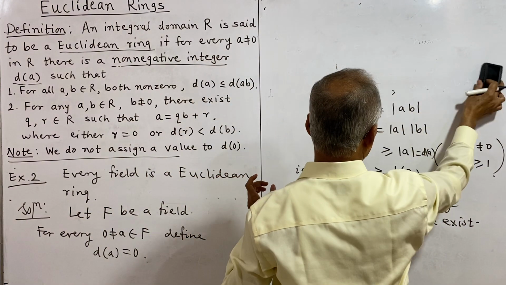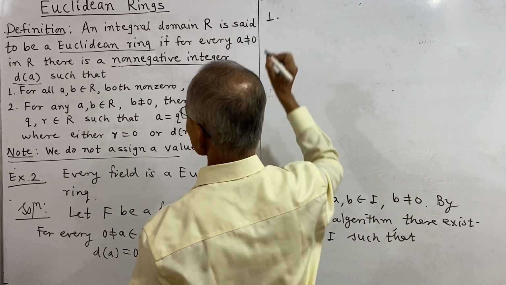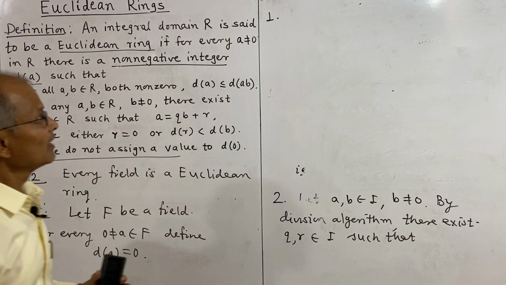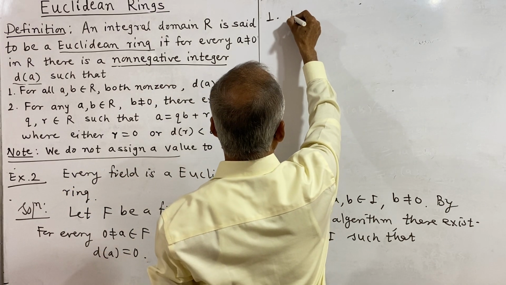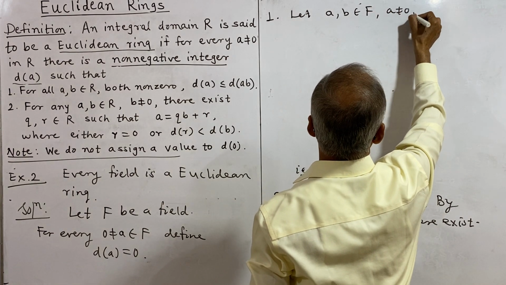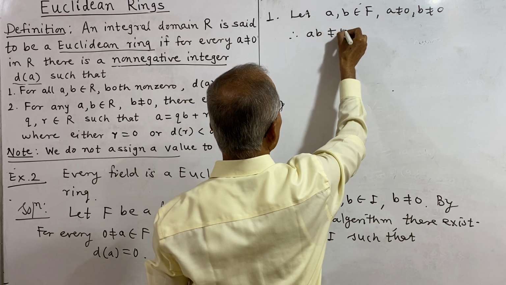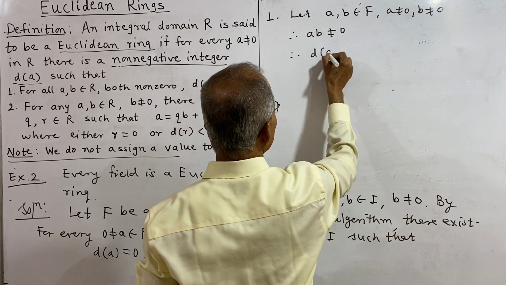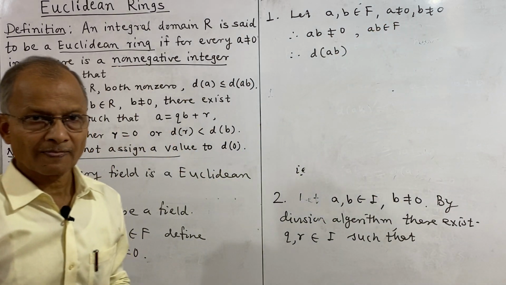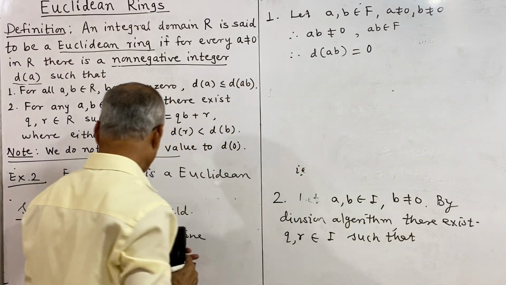It is easy to verify. So what is the first property? You see, a, b both not 0 in the ring. Here it is a field. So let a, b belong to F, a not equal to 0, b not equal to 0, then ab is also not equal to 0, and therefore what is the d value of ab? ab is not equal to 0, ab belongs to F by the closure property, and therefore d of ab is equal to 0 by definition.